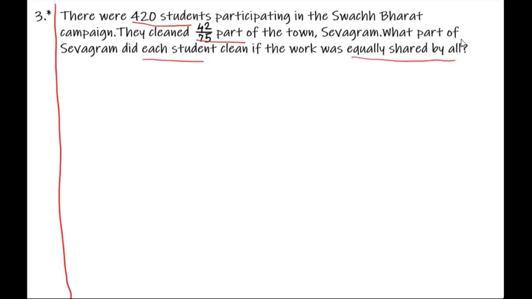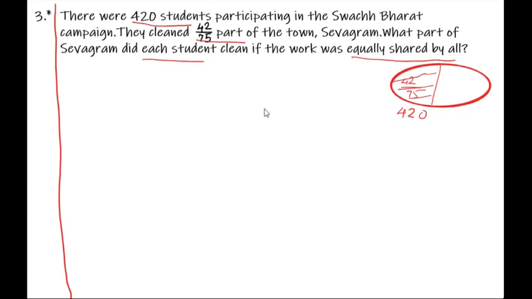Now suppose this is a village. Part cleaned was how much? Yeah, 42 upon 75. So suppose this part, whatever I have made, a half or something. See this, I'm just drawing lines. This part is 42 upon 75. And this much part is cleaned by how many students? 420 students. So you have to find out the part cleaned by each of them.